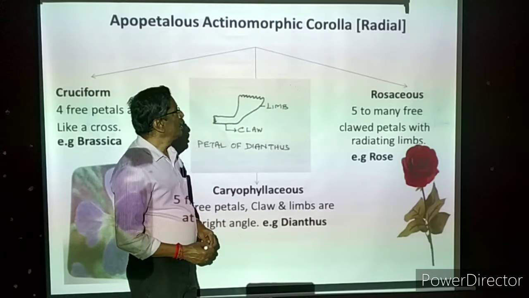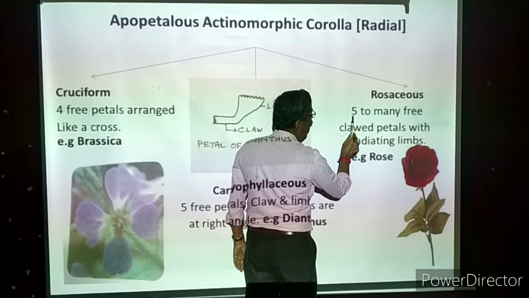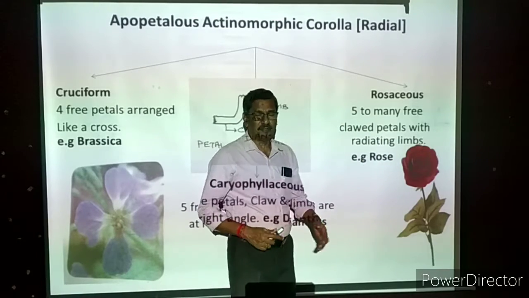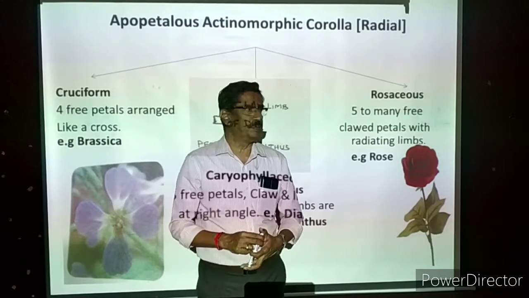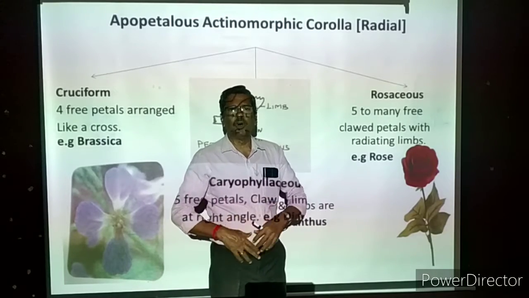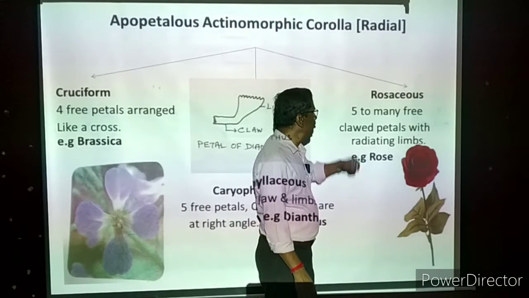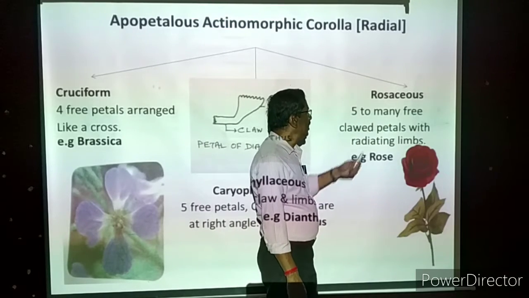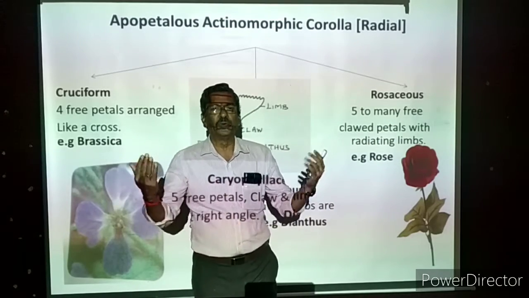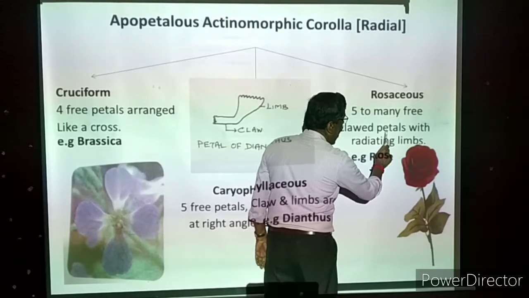Then the next one is rosaceous corolla. What is that rosaceous corolla? We have to see. 5 to many free petals are there. For example, rose is the best example. Now the picture is also given. In that rose, if you take the petals, an enormous number of petals will be there. 40, 50, 60 petals will be present. Free petals, if you remove one by one, they come off. They are not fusing with the other petals. 5 to many free petals are there.